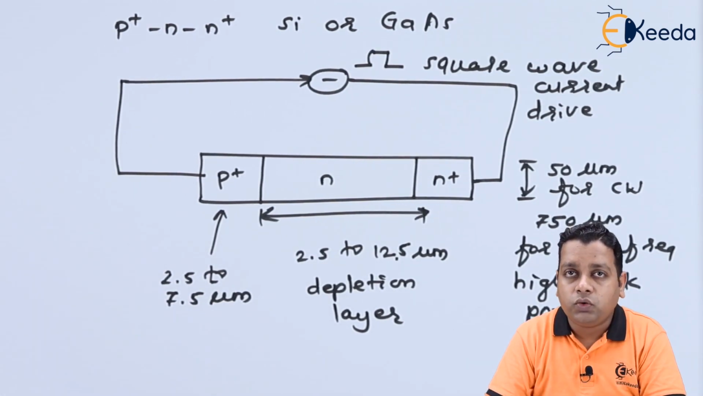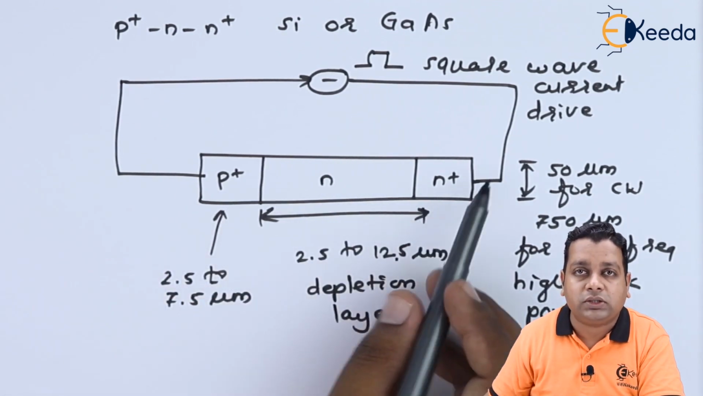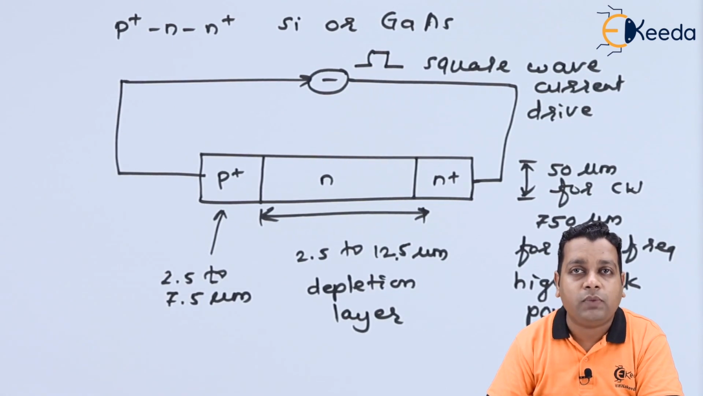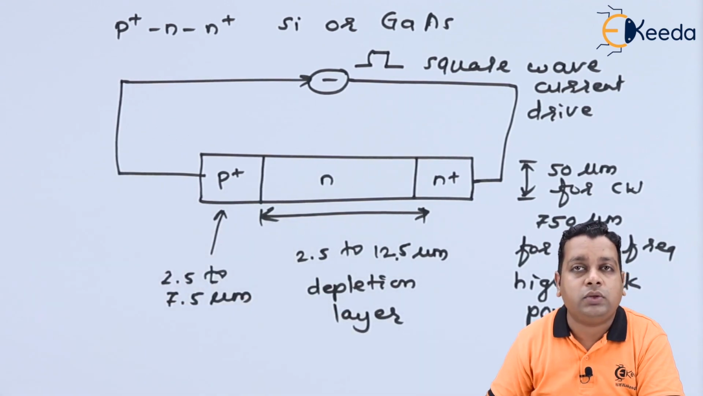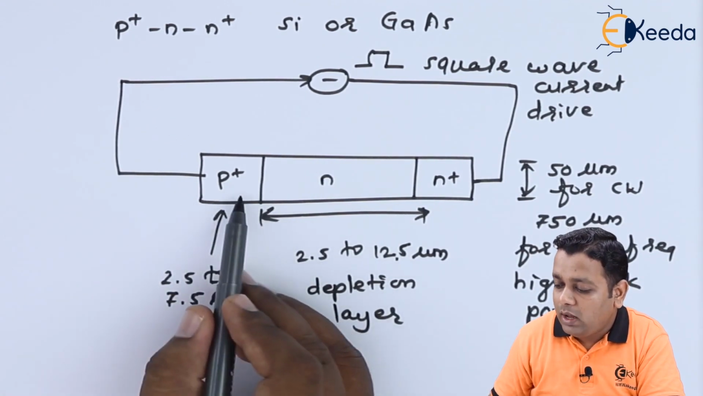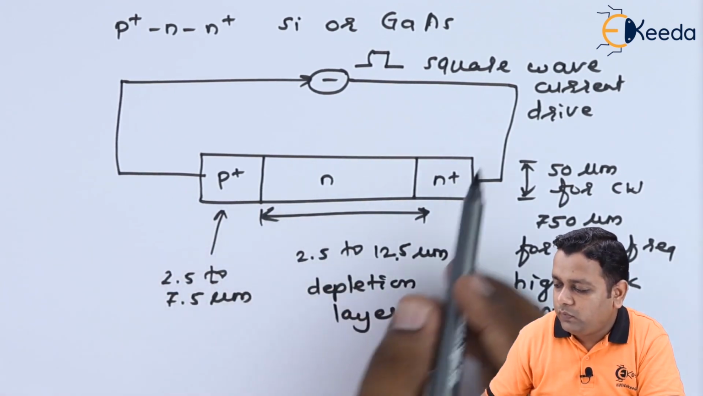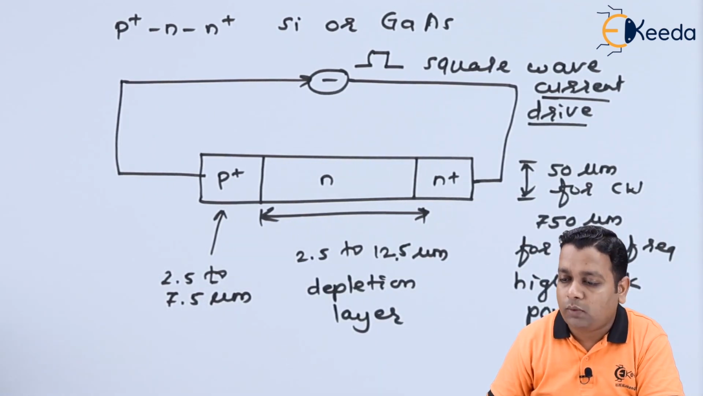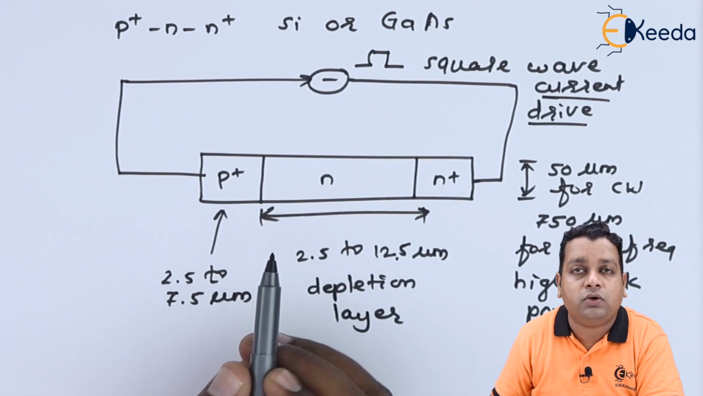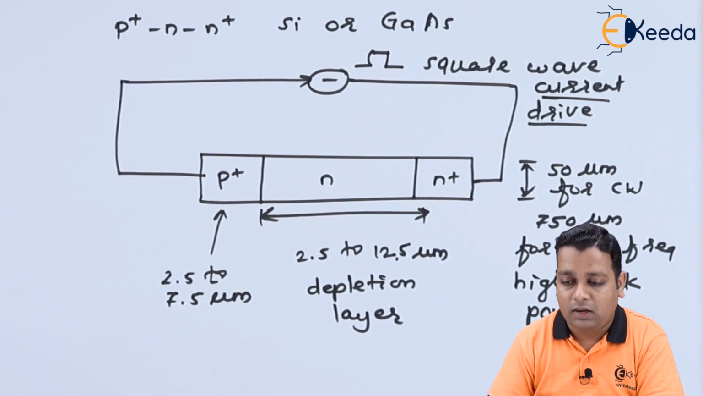So as we have gone through the diagram, a simple P positive, N and N positive structural diagram, we have taken as the example for the TRAPATT diode. The PN junction here is operated in reverse bias, and during operation of the TRAPATT diode, the current densities that we have shown here, the current drive, are well in excess of those encountered in the normal operation of the device. So this is the difference as we are working with the TRAPATT diode.